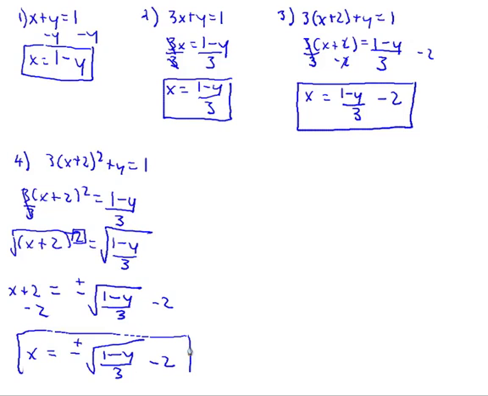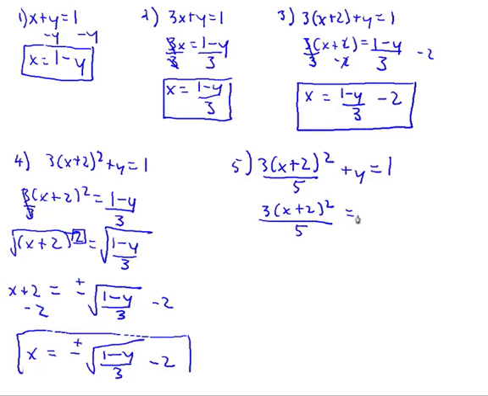So now for the final equation, what we have is a fraction. So we have 3(x plus 2) squared over 5 plus y is equal to 1. We put the y to the other side, so it's going to be 3(x plus 2) squared over 5 is equal to 1 minus y. Now, to get rid of the 5, we multiply both sides by 5. So that gives us 3(x plus 2) squared is equal to 5 times (1 minus y).